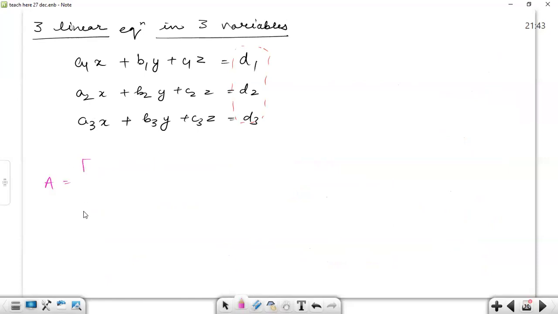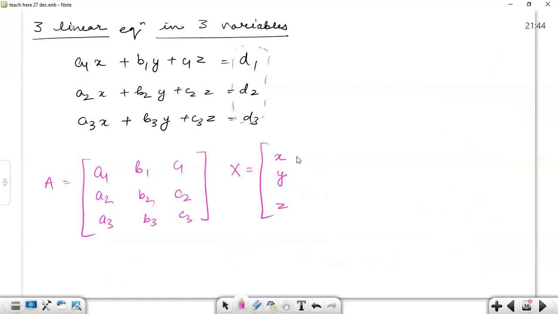So let me write the A matrix as of 3 by 3 order. The matrix of variables x, y, z. The order of this matrix is 3 by 1, 3 rows and 1 column. And one more matrix of the results d1, d2 and d3. Now basically this matrix is also following the order 3 by 1.